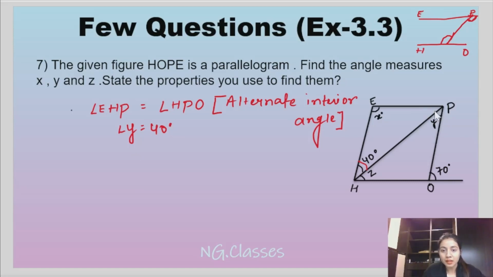We got Y. Now just take triangle PHO, where Y we got as 40°. This exterior angle is given as 70°. So what will be the interior angle? A straight line angle consists of 180°. So the interior part will be 180 minus 70, right? Which means 110°. Angle POH is equal to 110°, from the straight line angle.